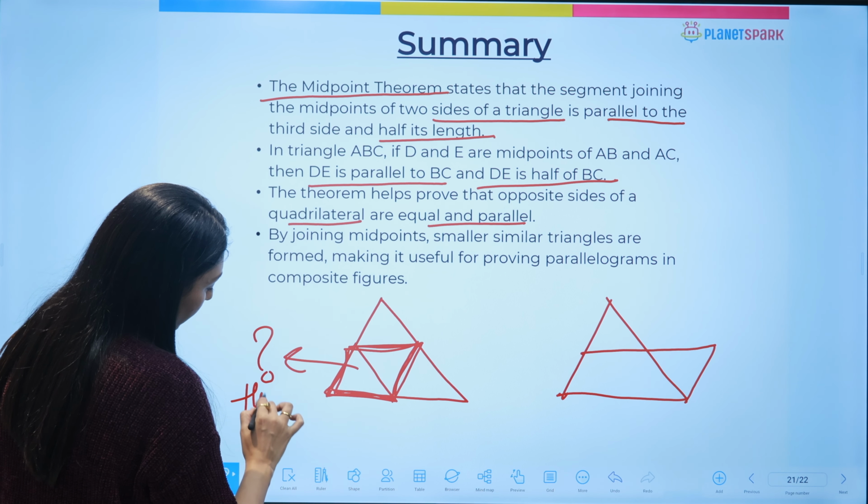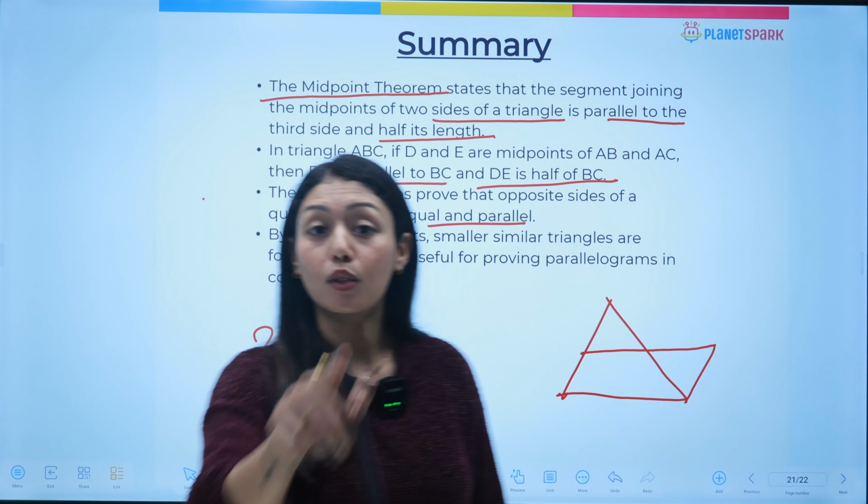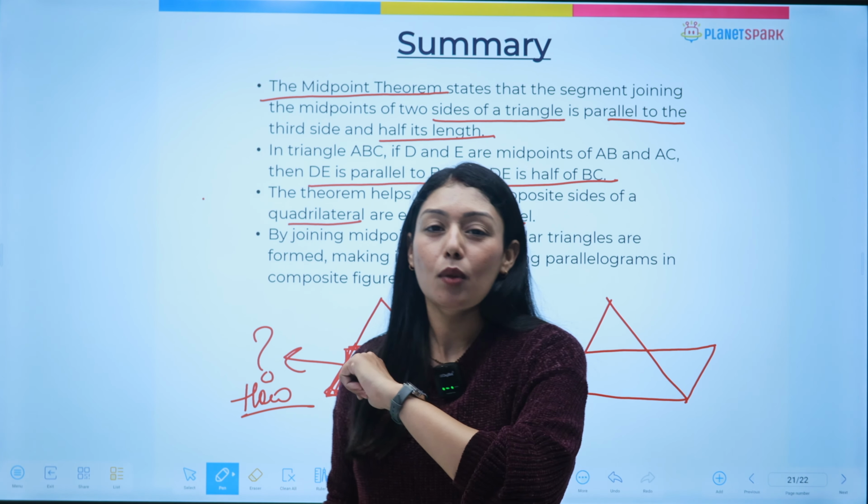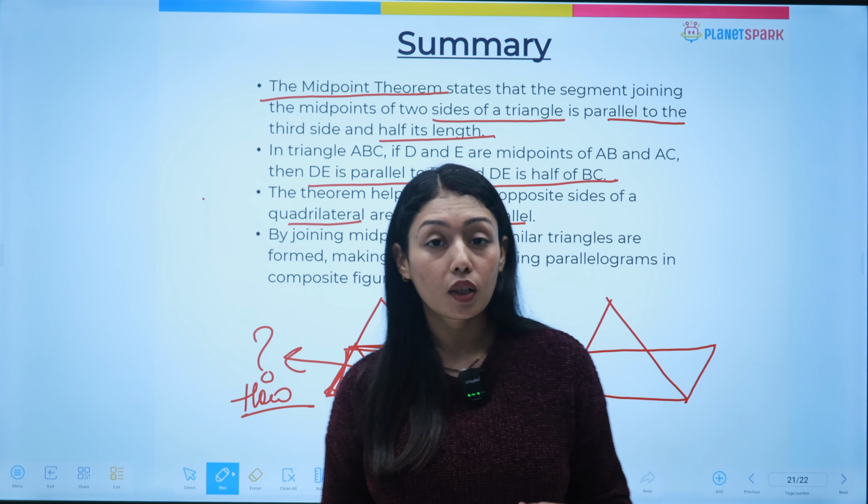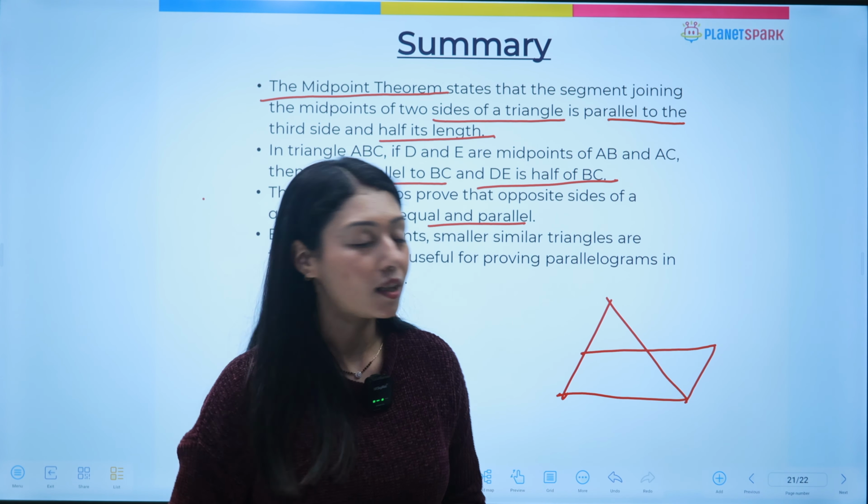How? That is what you are going to tell me in the comments, everybody. So, quickly tell me what all you are going to use there, the steps that you are going to use to prove it to be a parallelogram.